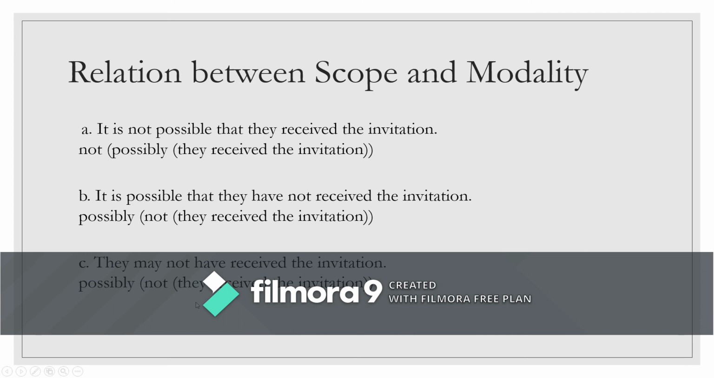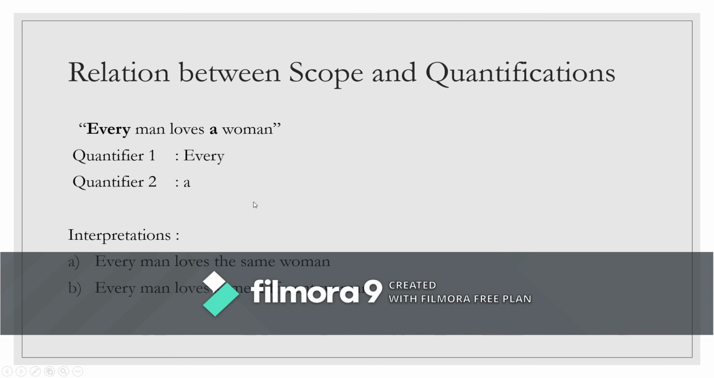Next, let's discuss the relation between scope and quantifications. We will talk about quantifiers as we discuss quantifications. In the sentence, every man loves a woman, there are two quantifiers. The first quantifier is every, and the second one is a. There are also two interpretations.